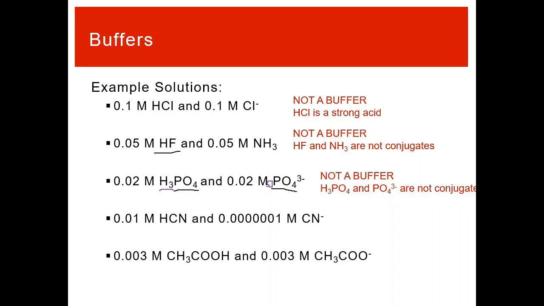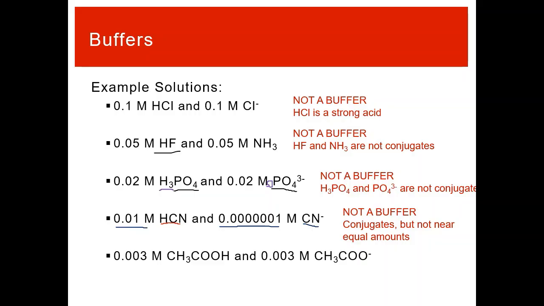Okay, well, 0.01 molar HCN, that's a weak acid, and 0.00000001 molar CN minus. That is a weak base, which is its conjugate. So we've got conjugates now, but these are not near equal amounts. This is like a reasonable amount, say like 0.01 molar. This is barely any cyanide. So this would basically be what would happen if you had just like a solution of HCN.